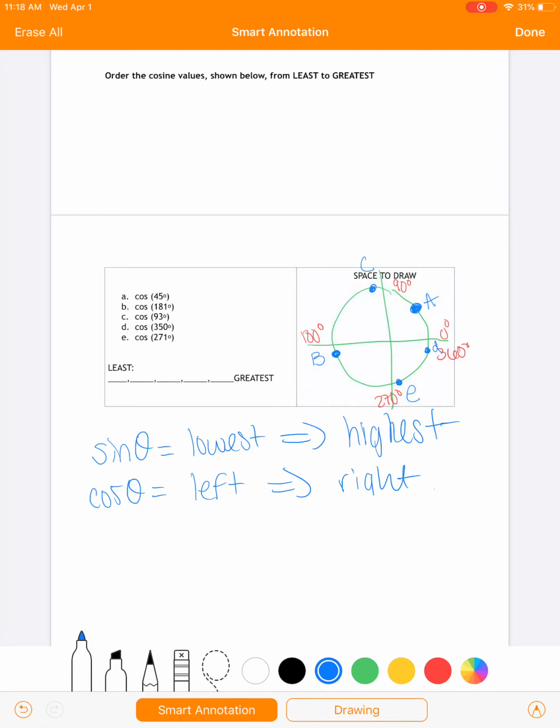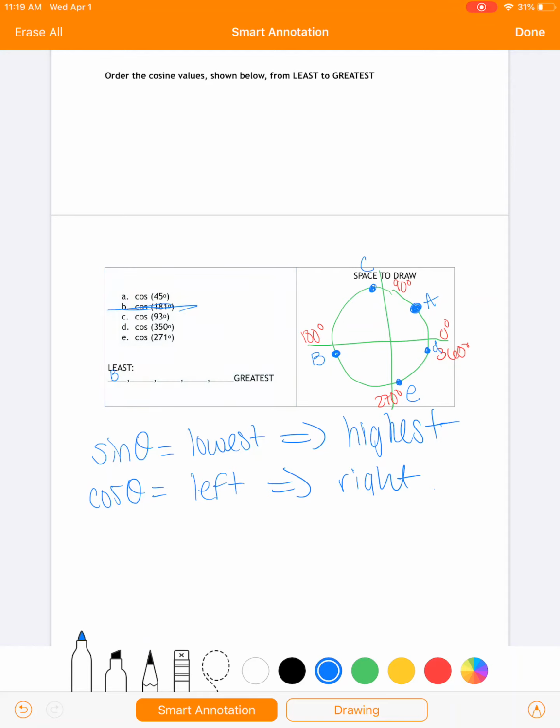Okay, so now rather than going lowest to highest, which would be what we would do if these were all sine values, we're trying to order our cosine values. So we're going from left to right, not low to high. So what point is the farthest to the left? Well, that would be my point B. And we could either just put a B on the line here, or you could write cosine of 181. I don't have a ton of space, so I'm just going to use B. So we've done that one.